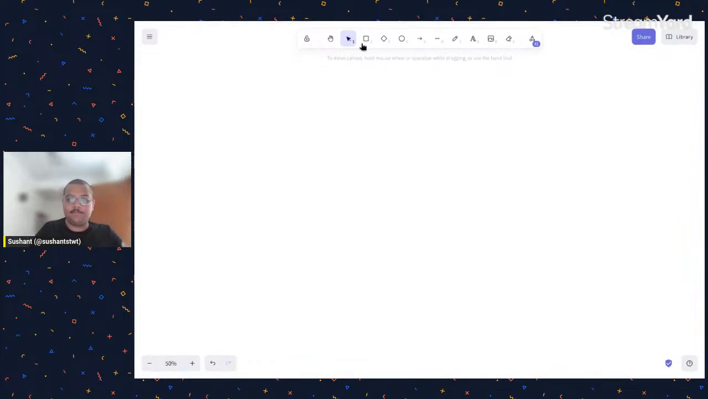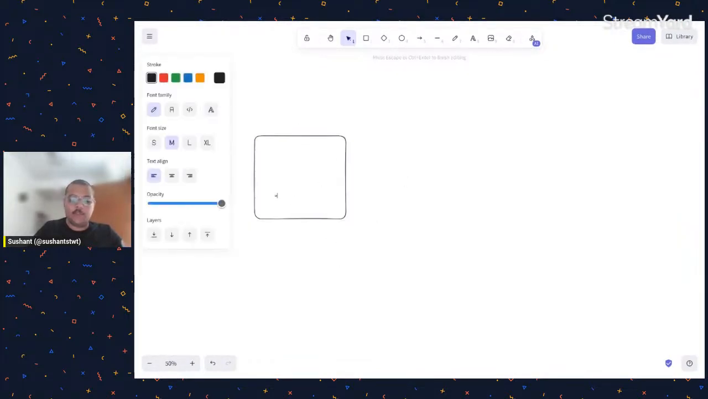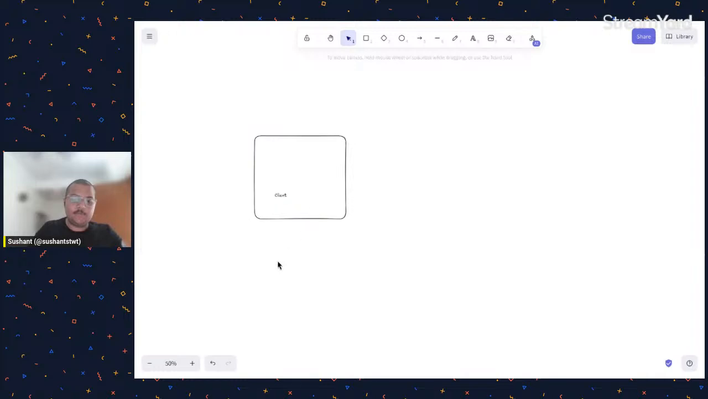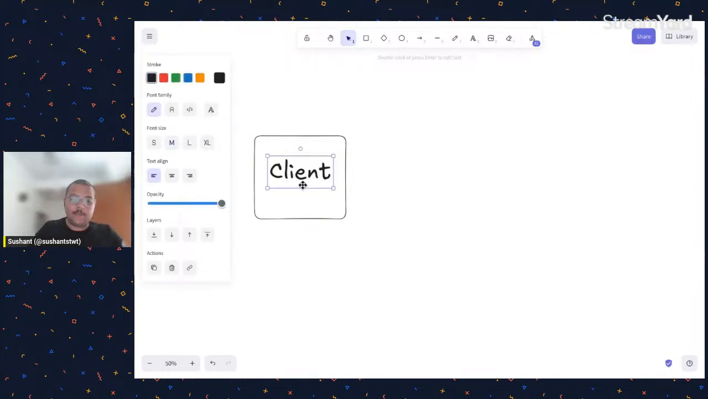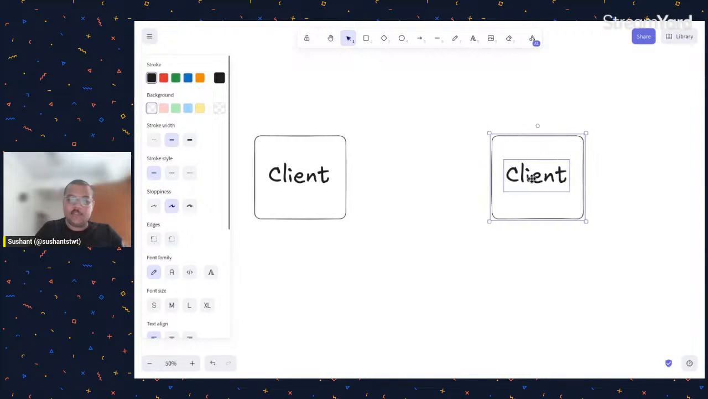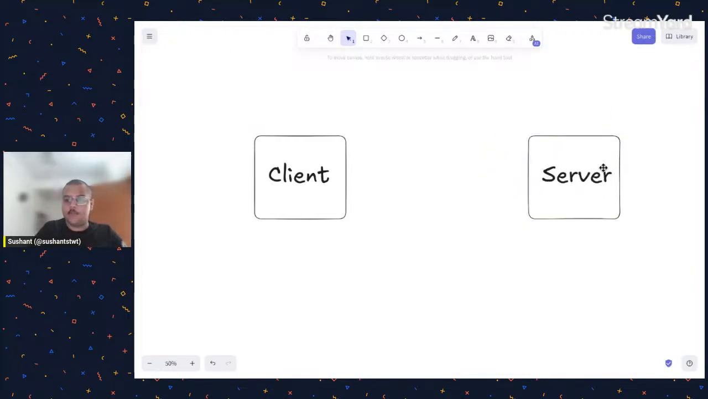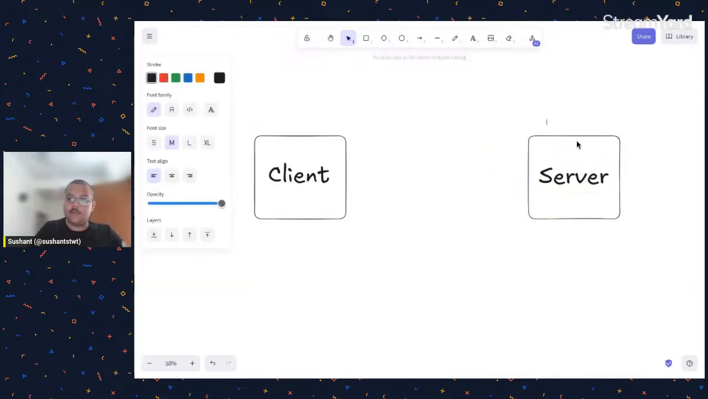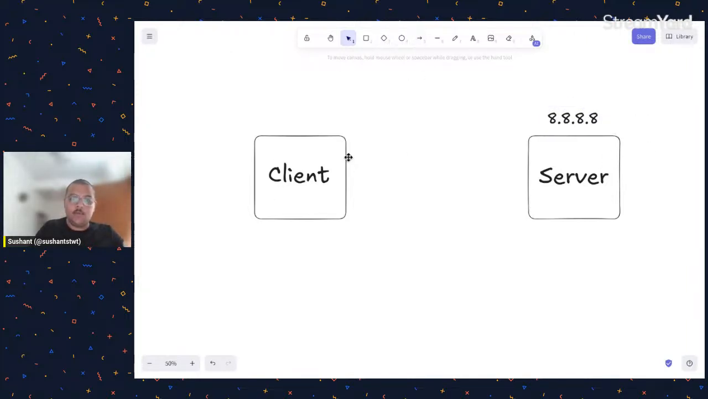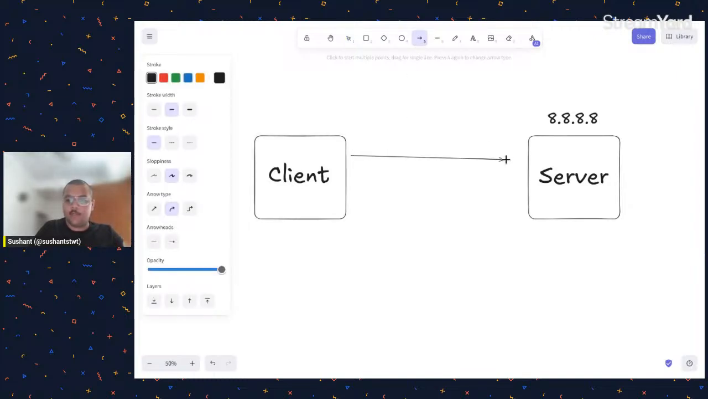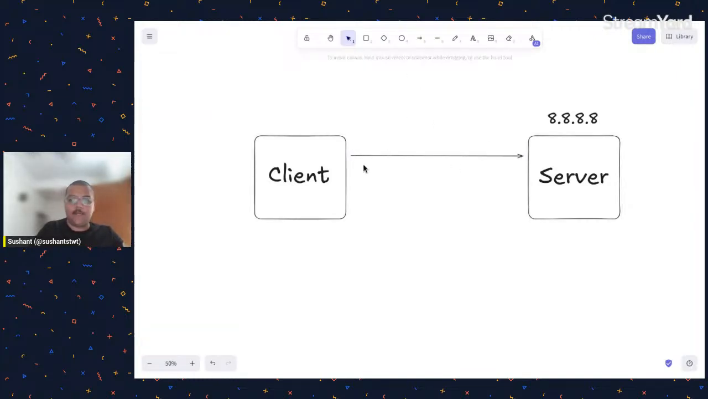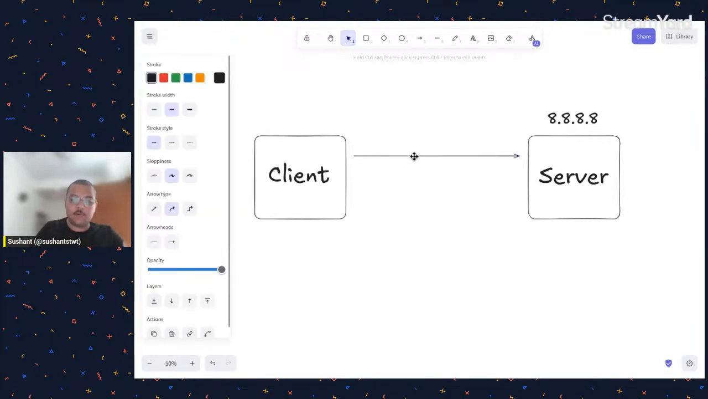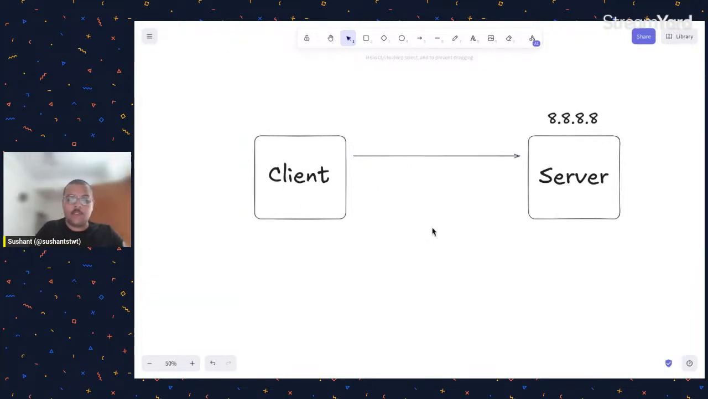What is happening is basically, let's say you are the user, or let's call you a client. And let's take a server over here, and this server has a public IP of 8.8.8.8. So this is the Google server. You want to somehow send something from here to here, basically a packet, from your client to your server.